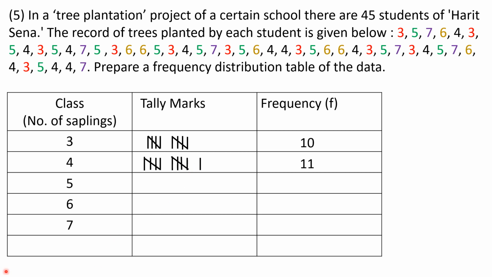Now the next score is 5. For 5 I've colored with green. So we'll count 1, 2, 3, 4, 5, 6, 7, 8, 9, 10, 11. Here also I'm getting 11. So again we'll put tally marks the same way, 10 and 1, 11. So we'll get 11.